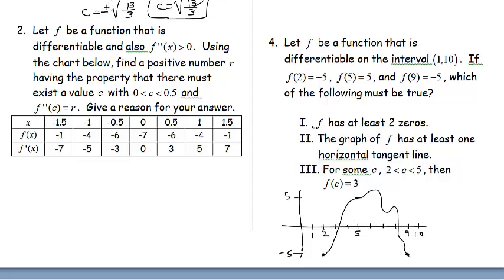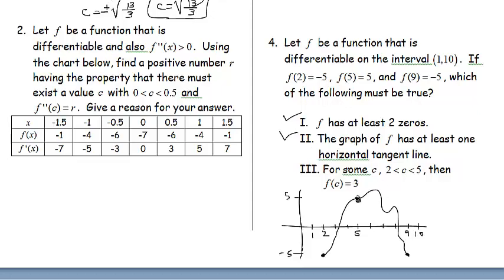All right, so let's see if this is going to help us figure out what has to be true. Does the function have to have at least two zeros? Yep. There's no way you can go from this point down here up to this point here and then back down to this point without cutting through the x-axis twice. All right, does the graph of the function have at least one horizontal tangent line? Absolutely it does, and it probably is going to have several. There's no way you can go from increasing to decreasing and be differentiable without having a zero slope.